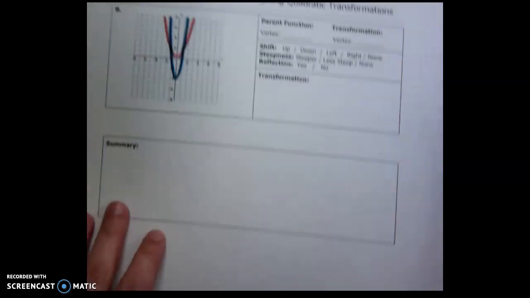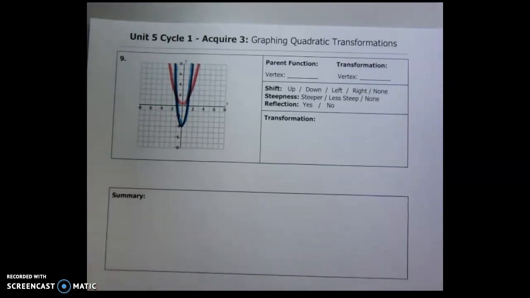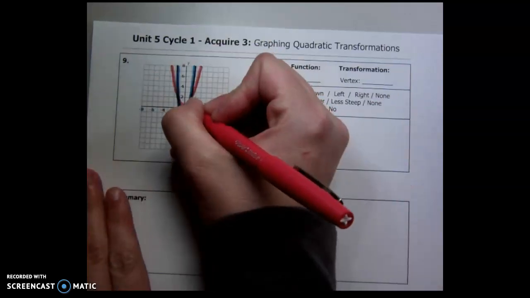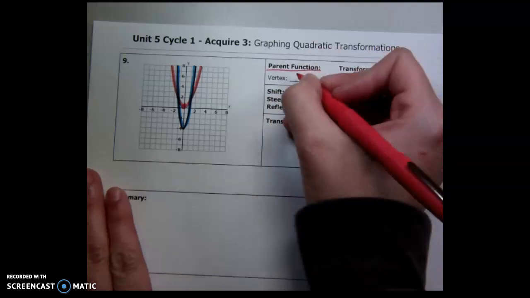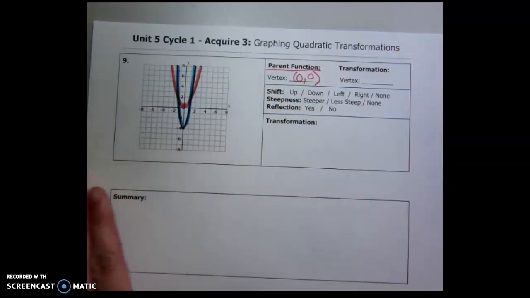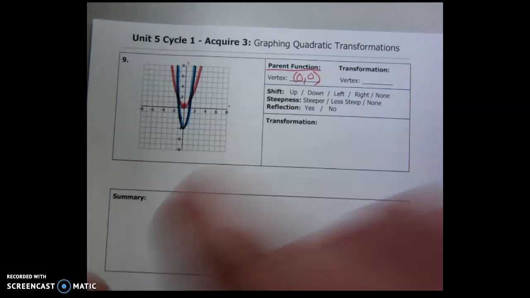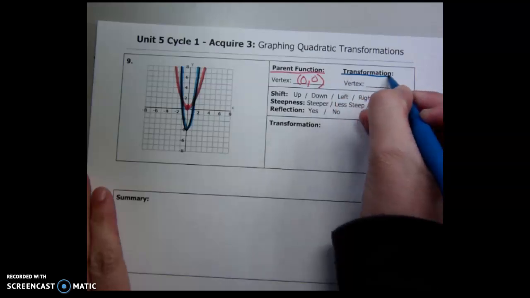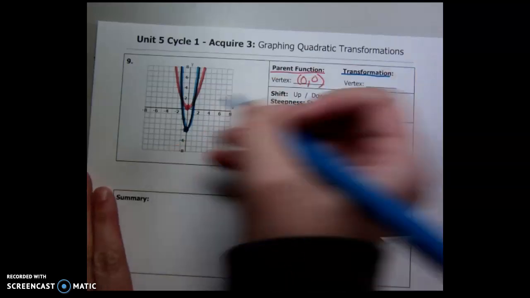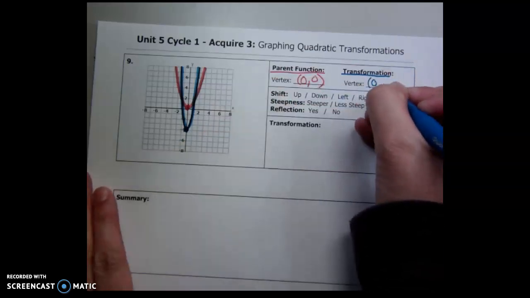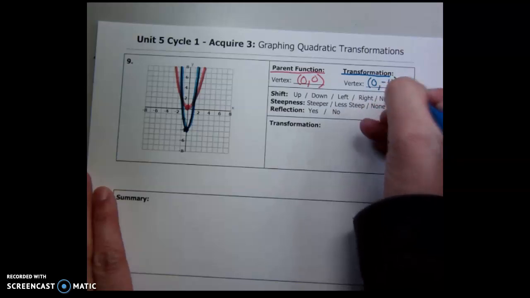Here we go. Number 9, last one. Uh-oh. This one looks crazy. Alright, parent function. Here we go. That's my red one. 0, 0. Parent function's vertex, always 0, 0. Transformation vertex. That's my blue one. Here we go. 0, -4.